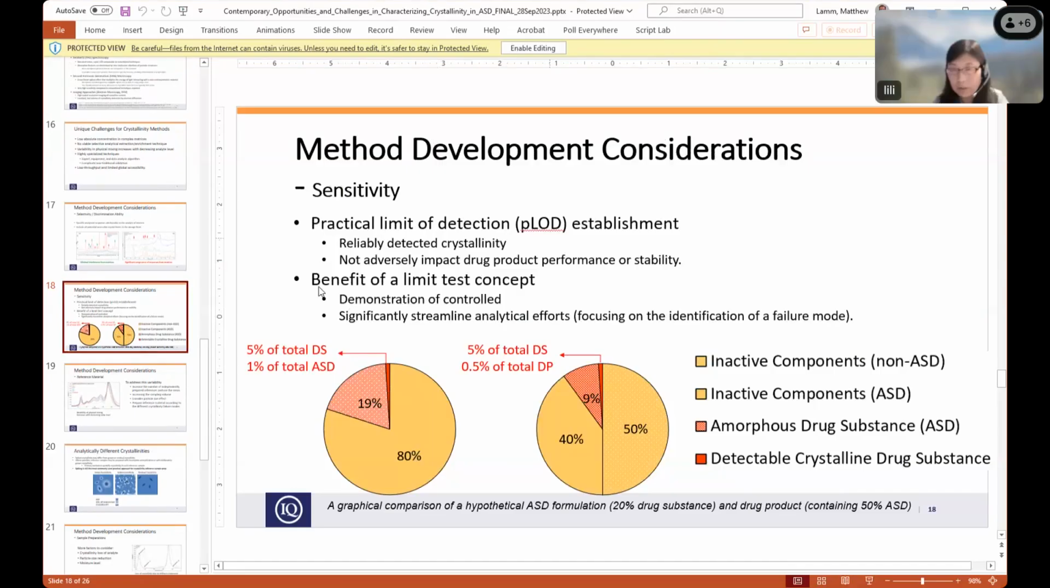Can you clarify that question a little more? So the question says, didn't really understand the sensitivity concept. Could you please elaborate a bit on inactive components and what is meant by ASD and non-ASD? So here we talk about inactive components not being non-ASD, inactive components as part of the ASD. Maybe some people are familiar with the expression of excipient versus drug substance. I think the inactive components are the excipients that are not part of the drug substance.